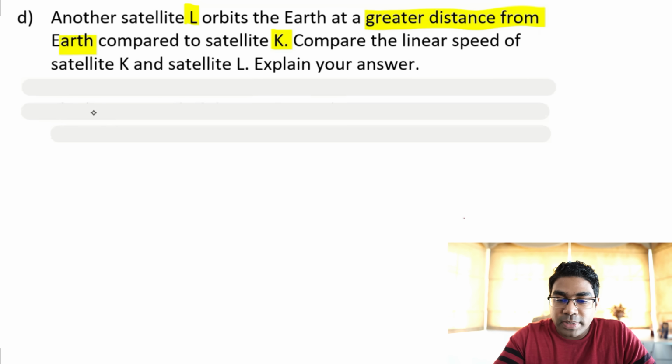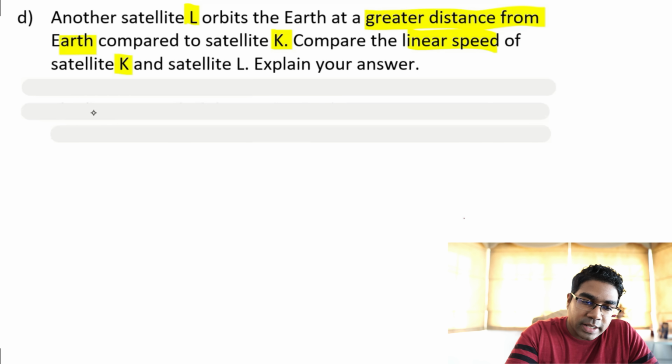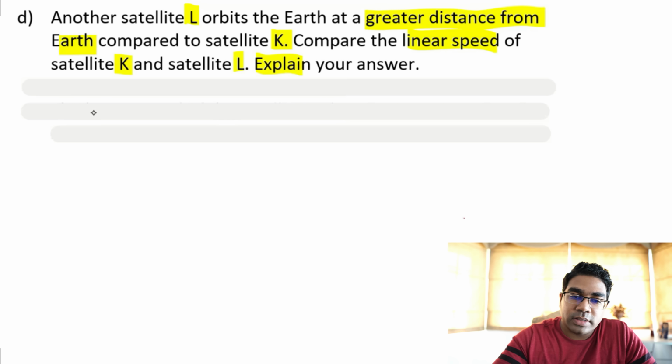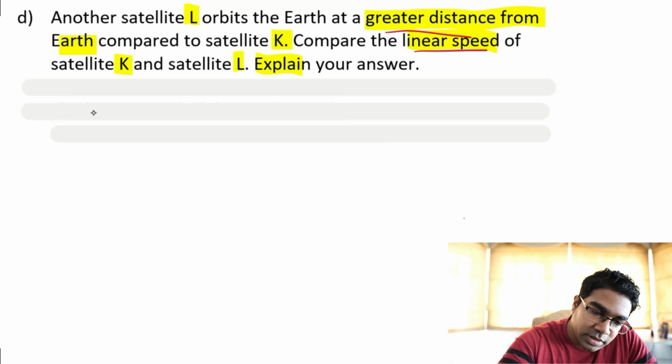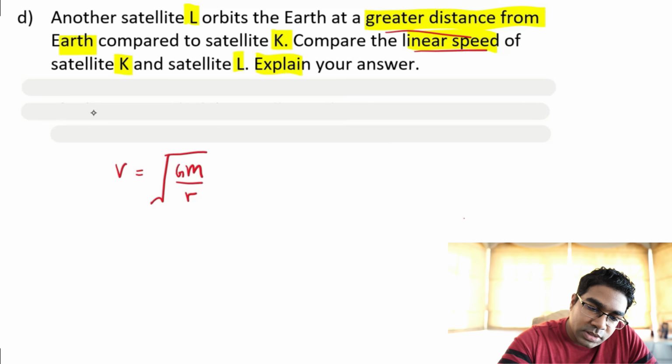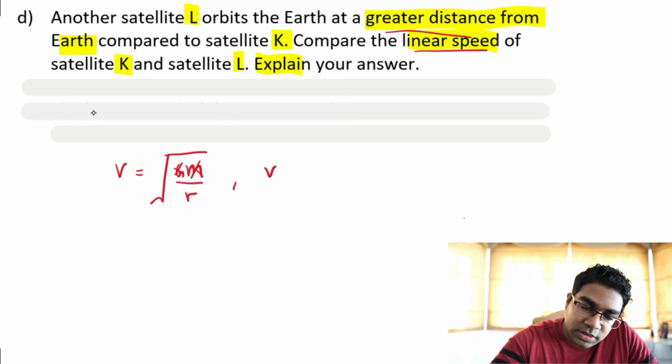Another satellite L orbits the Earth at a greater distance from the Earth compared to K. Compare the linear speed of satellite K and L and explain your answer. In this situation, we need to use the relation between the linear speed and the distance from the Earth. So we can write our formula, linear speed equals the square root of GM over R. G and M are constants in this situation.